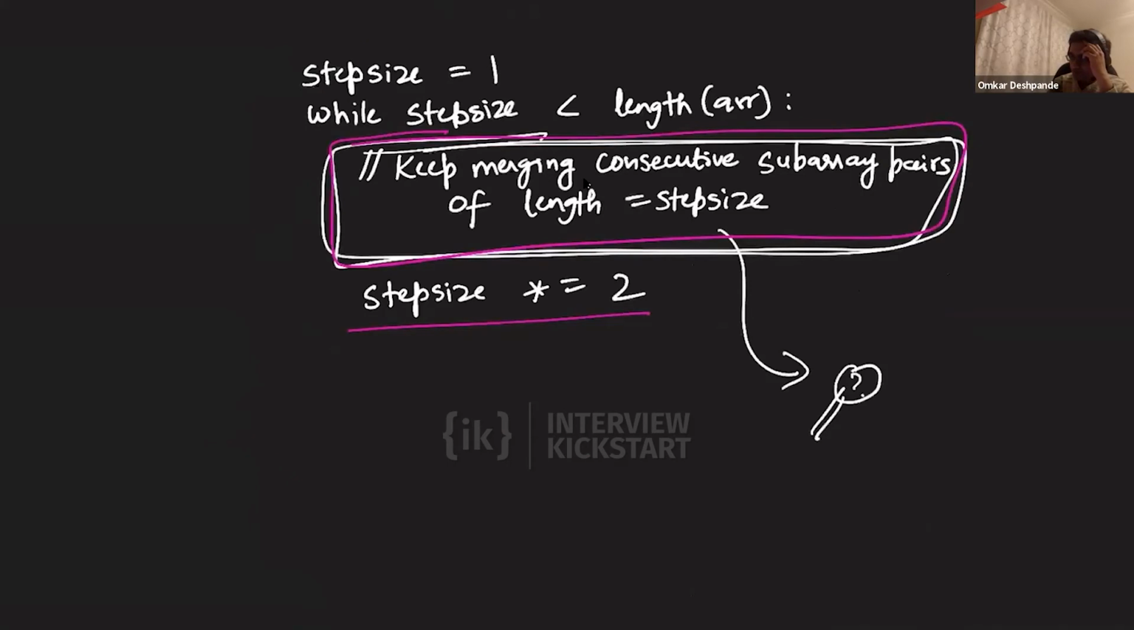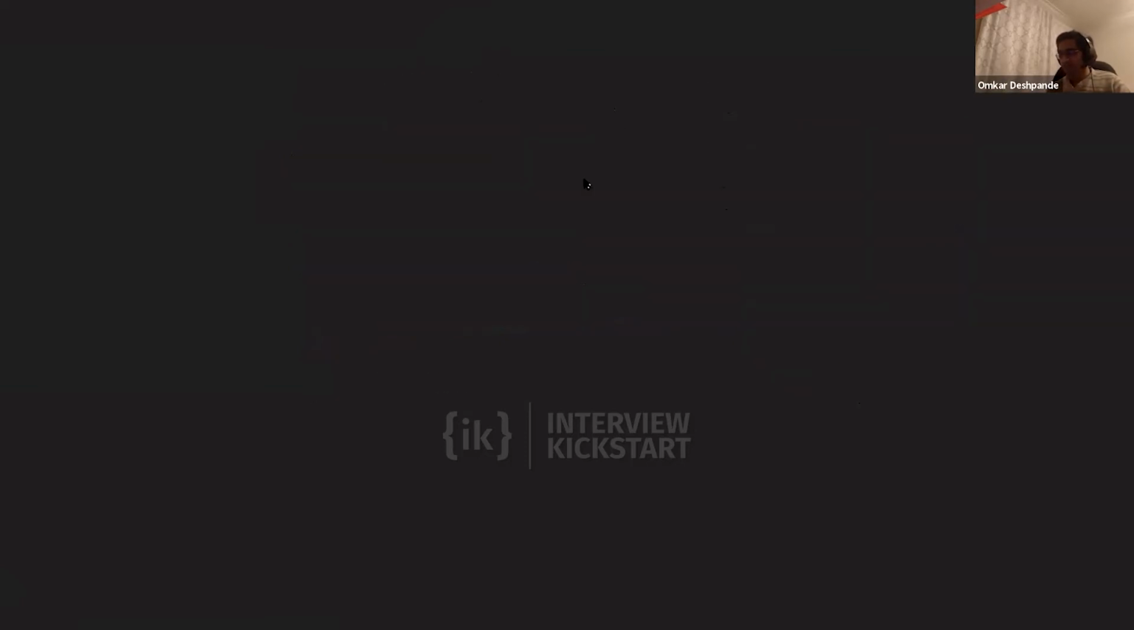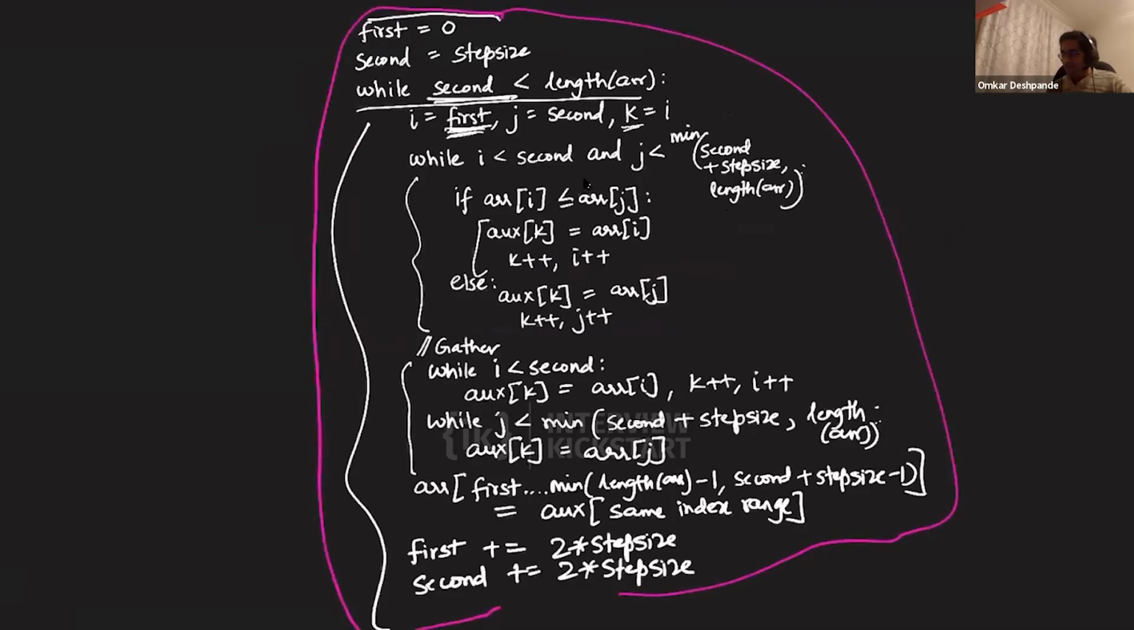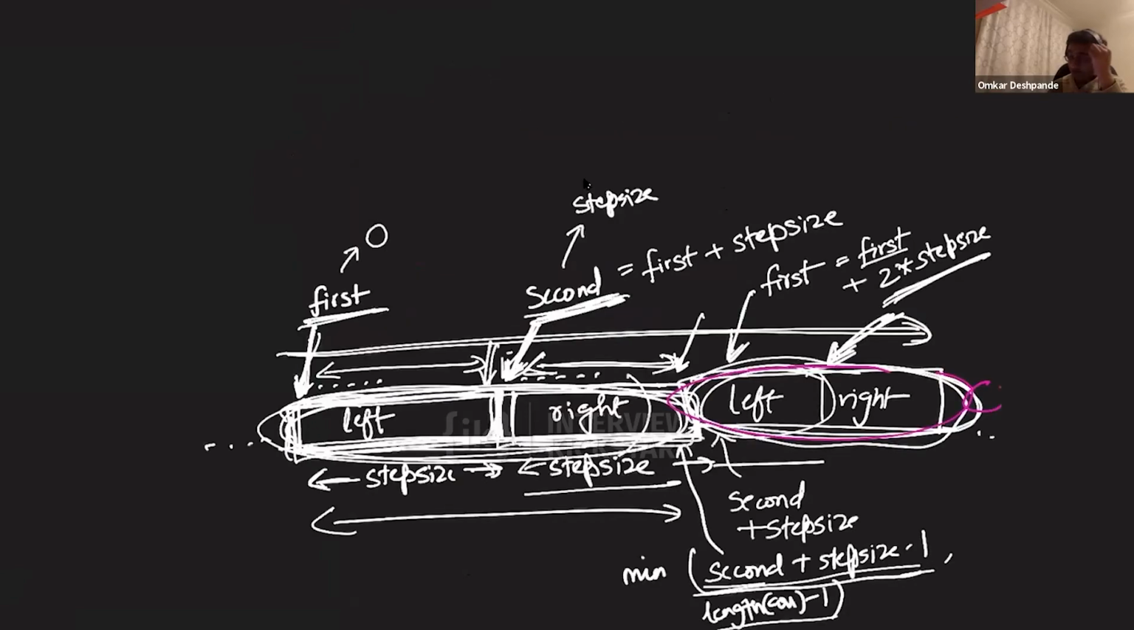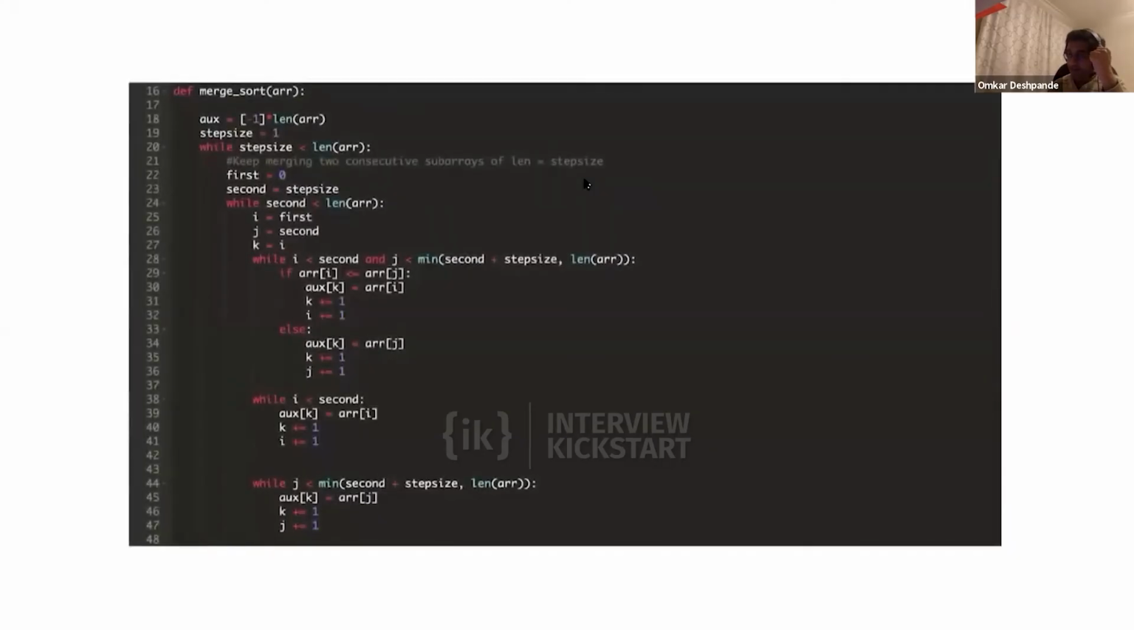So we do this, and once the step size becomes equal to the length of the array, it's not possible for there to be two separate subarrays to merge together. At that point, we return the original array, which has been modified in place by now. So that's the bottom up code for merge sort. I think I have it on the slides here also.